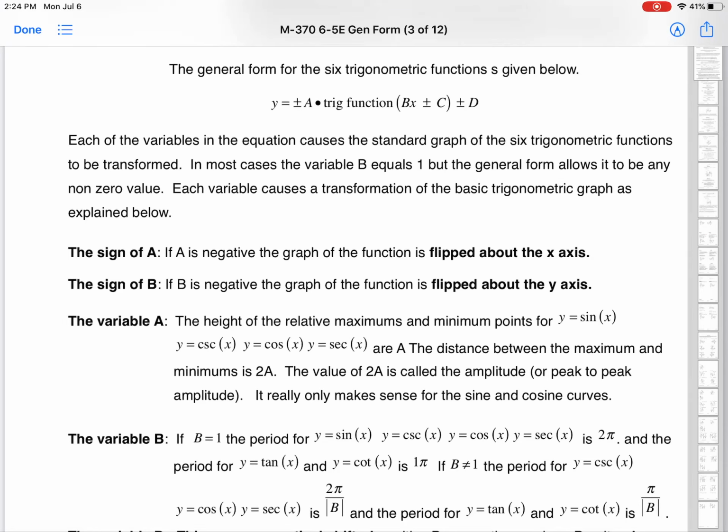Welcome to 6.5e. We're going to learn about the general form. So we're going to put it all together. And what's being pointed out here are things that you've already been exposed to.